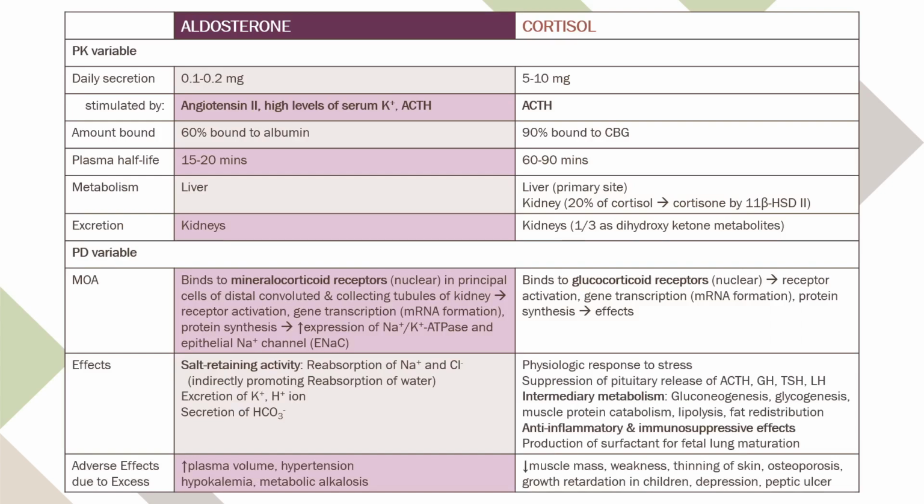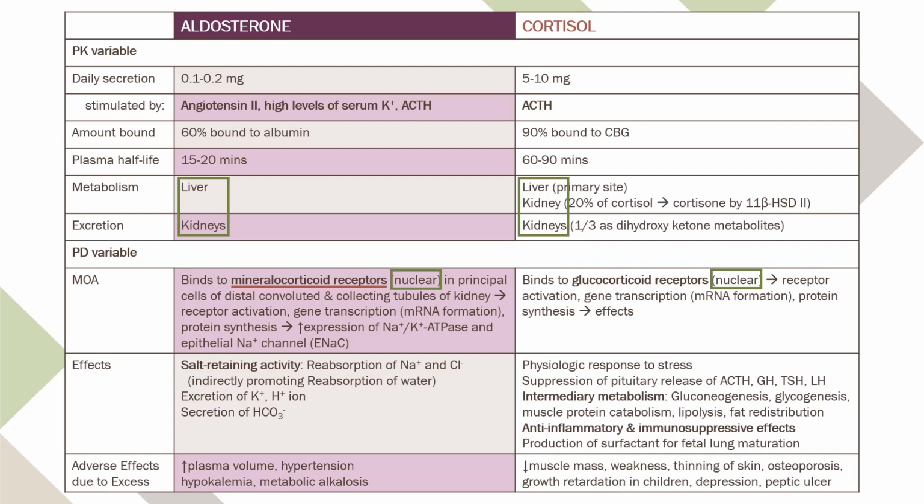Side by side, we see the similarities and differences of our major endogenous corticosteroids. Both are primarily metabolized in the liver and excreted by the kidneys. Both receptors are intracellular or nuclear receptors. They are initially found in the cytoplasm, but once the hormone binds, the receptor is activated and moves into the nucleus to start gene transcription and subsequent protein synthesis.